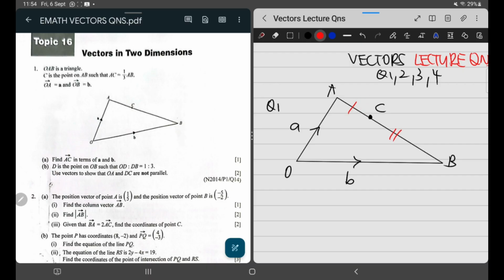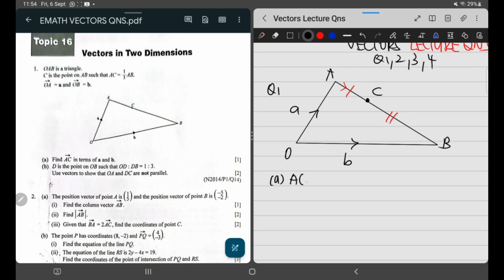Okay, so they want us to find AC. Obviously we cannot find AC directly, right? We need to find AB first, and then we work backwards to find AC. So let's find out what AB is first. We can start by saying that AC is 1/3 of AB. And AB, if we want to walk from A to B, what other direction can we walk? We can walk from A to O first, so we walk from here to here, and then from here to here. So A to O, and then O to B.